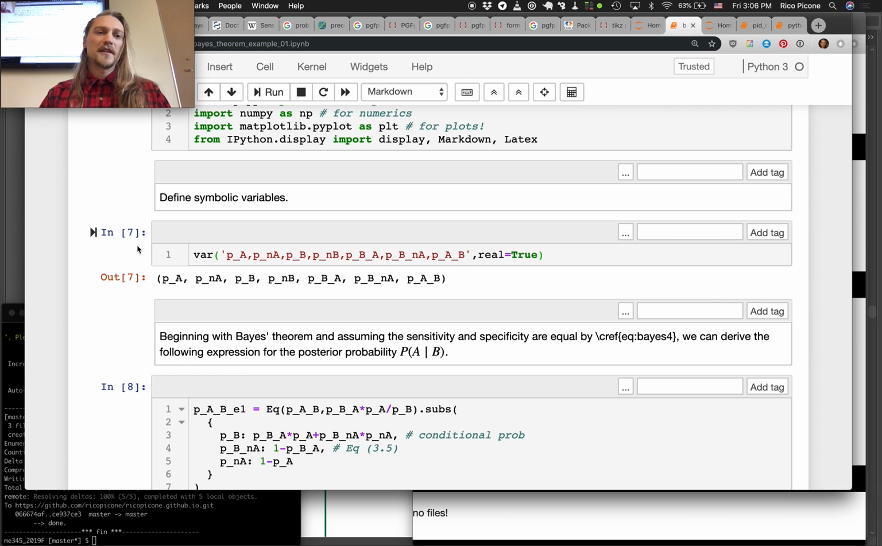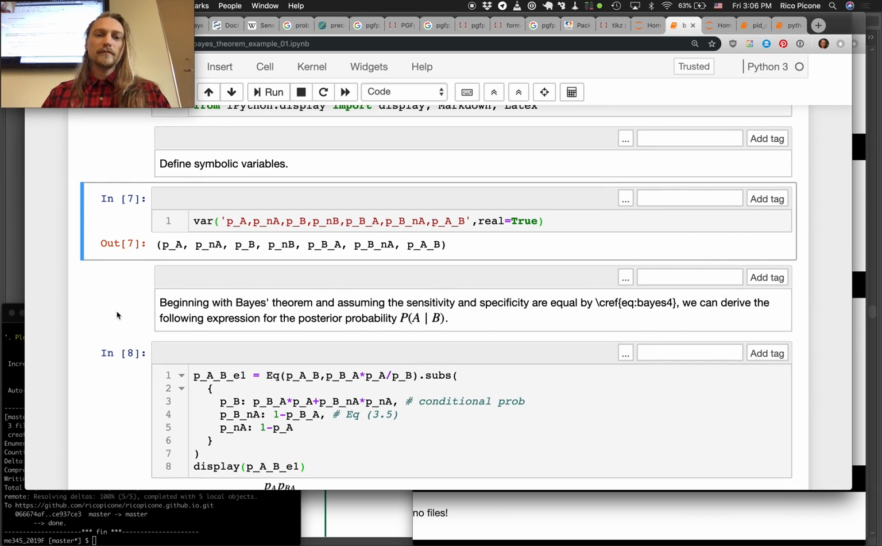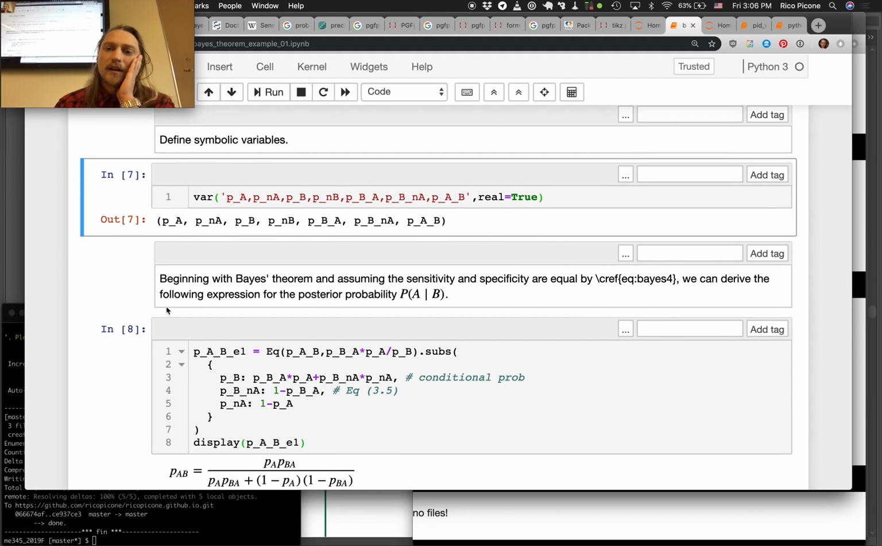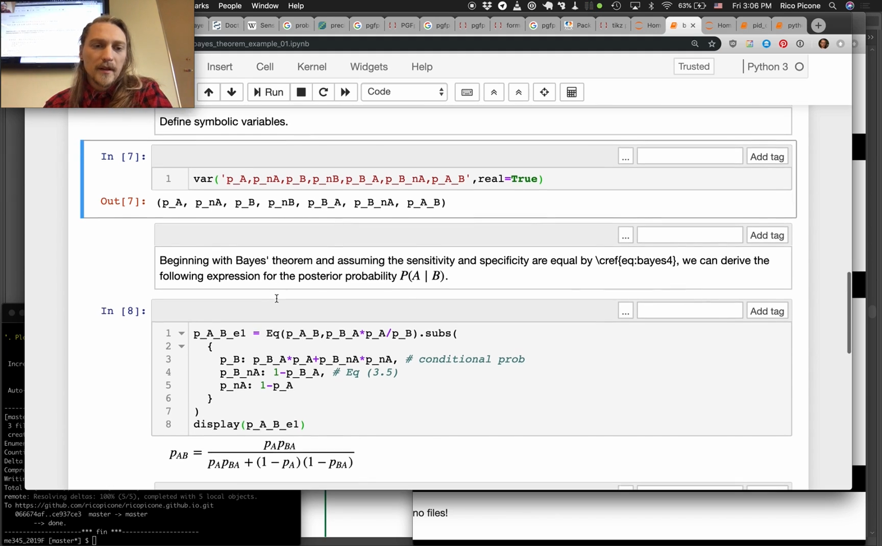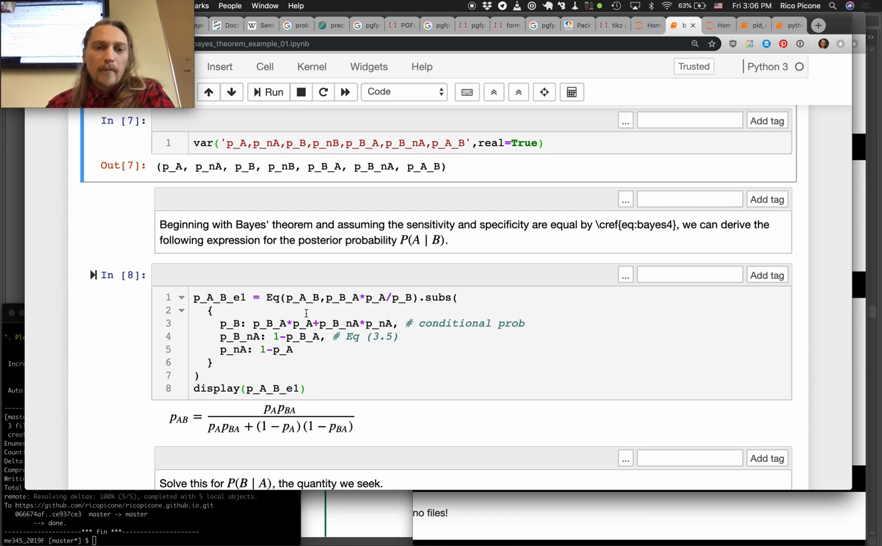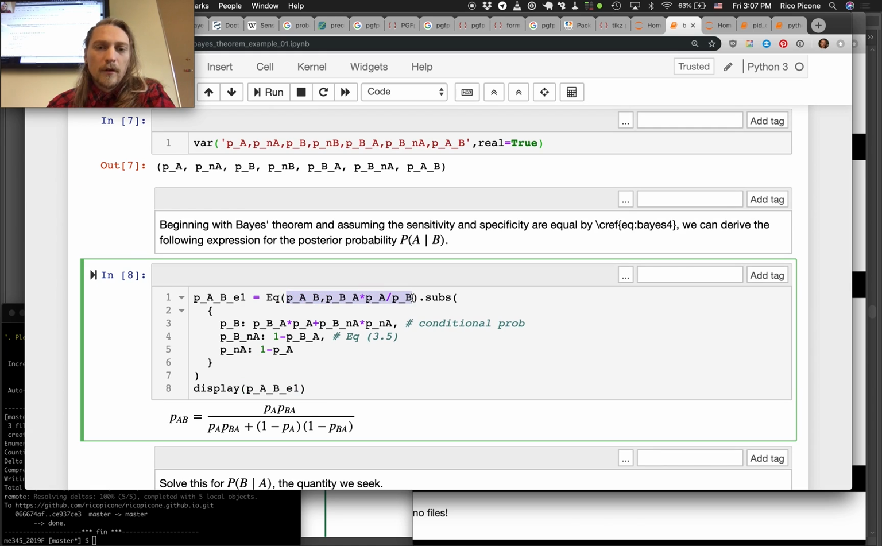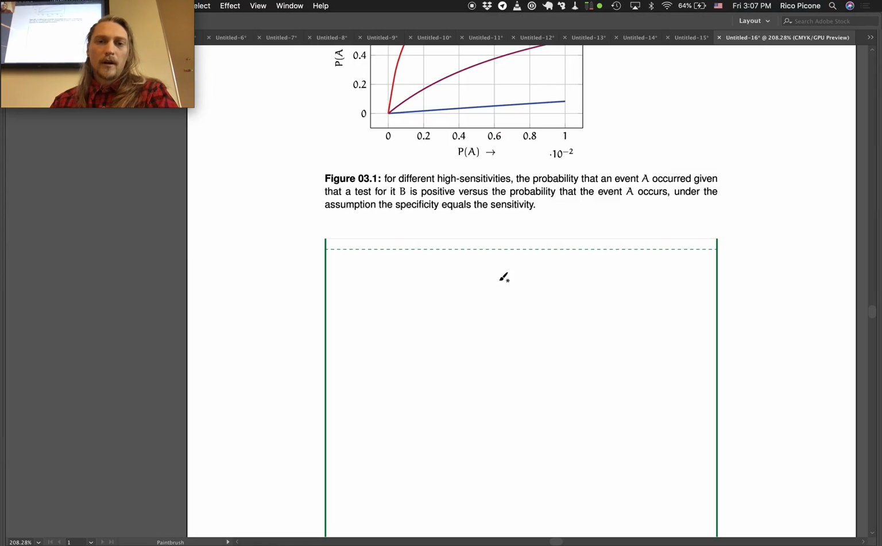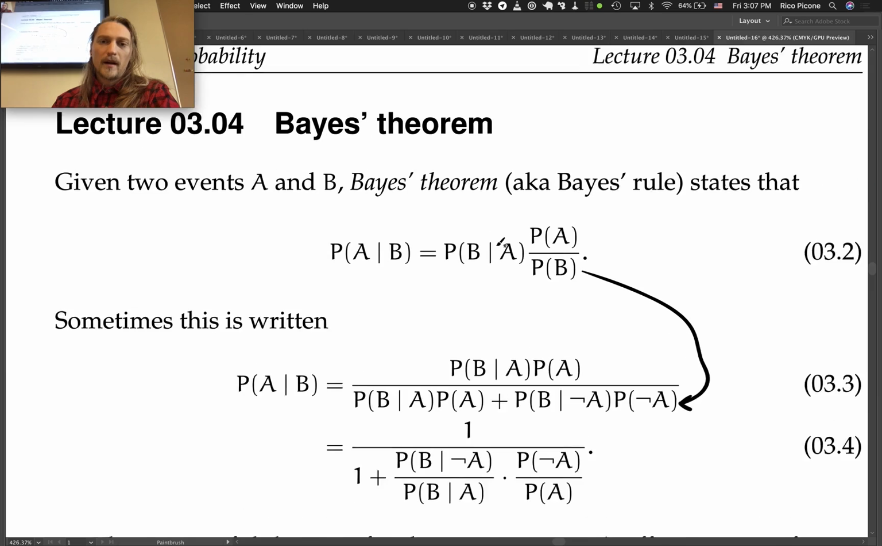So, I'm going to use SymPy to do this. First I define my symbolic variables, and then beginning with Bayes' theorem, and assuming the sensitivity and specificity are equal, we can derive the following expression for the posterior probability of A given that B. I start out with the original form of the equation, which is probability of A given that B equals probability of B given that A times probability of A divided by the probability of B. So I start out with that first form, which is the form given way up here.